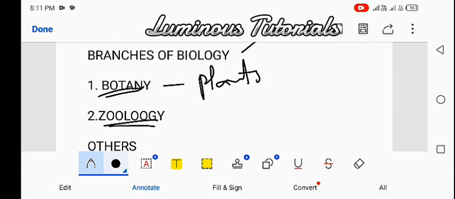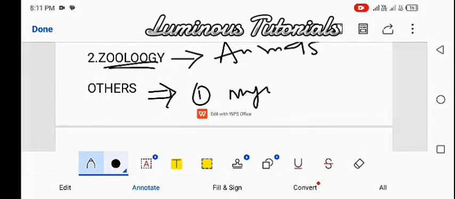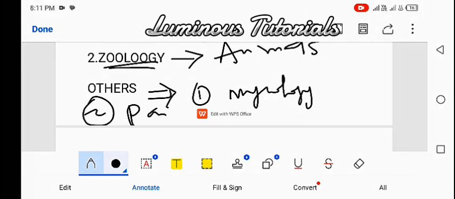Then another one is zoology. Am I communicating? Zoology is simply the study of animals. These are the major branches in biology. Other areas of biology include mycology, the study of fungi. We have another branch, parasitology, the study of parasites. We even have anatomy.